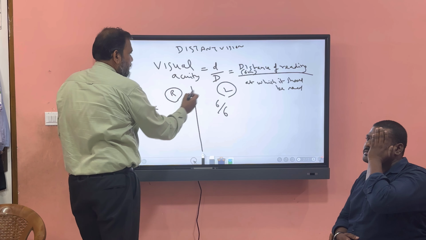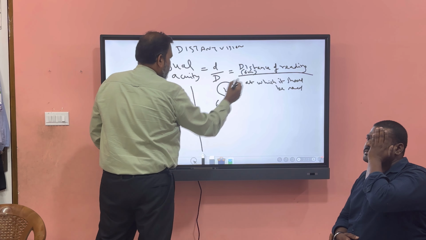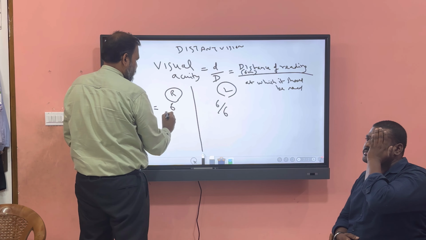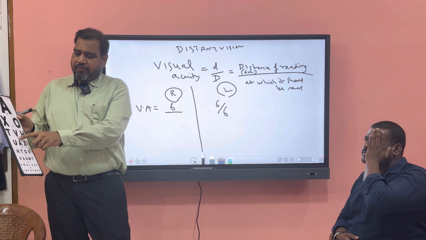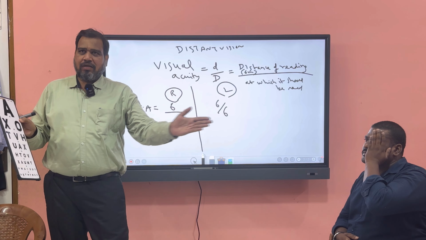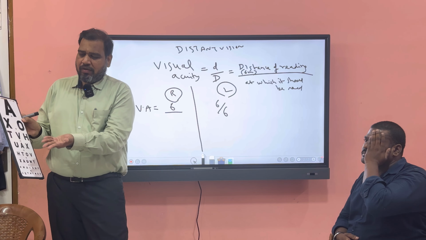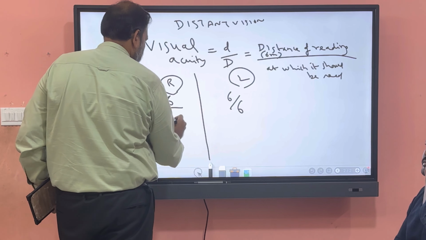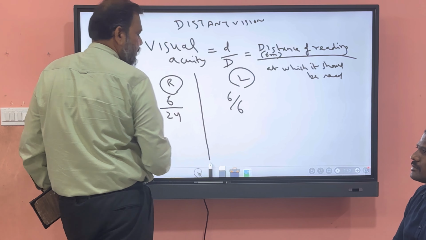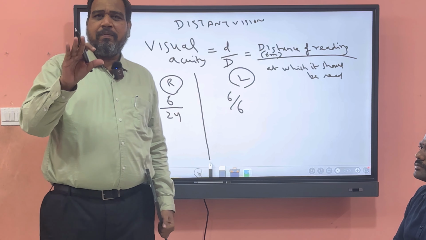So the numerator is the distance at which he is reading, which is 6, which is fixed, no doubt. The denominator is the distance at which it should be read. It should be read at 24, but he is able to read only at a distance of 6. Below it is not seen, so I can't put 18 or 12 or 6. So 6 by 24. Very simple.